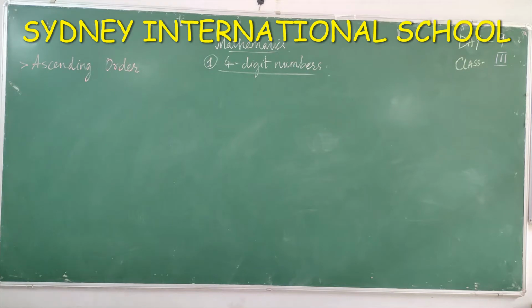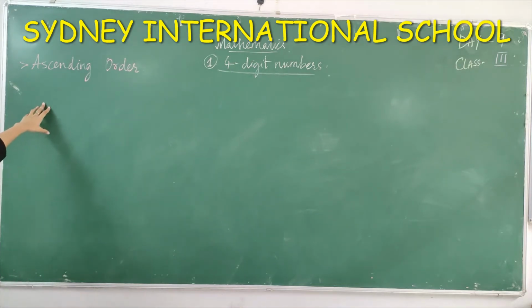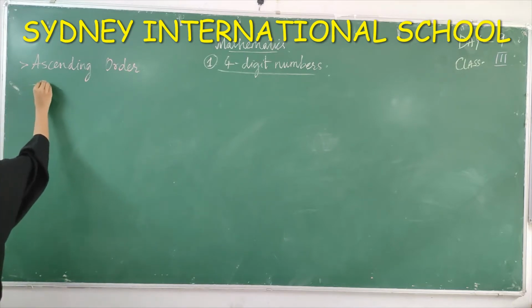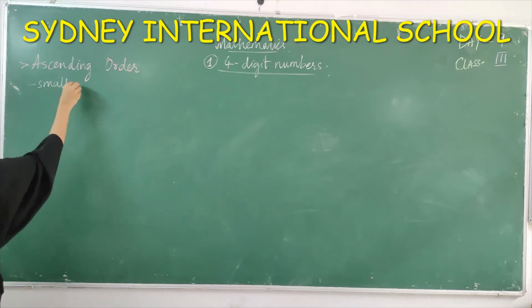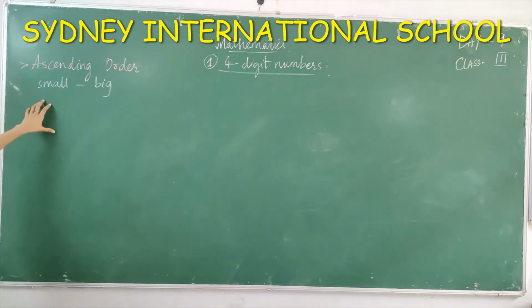So today our topic is ascending and descending order for our first chapter, 4-digit numbers. Now ascending and descending order is nothing but arrangement of numbers in a certain pattern. First we'll look at ascending order. Ascending order is arrangement of numbers from smallest number to biggest number, that is small to big.